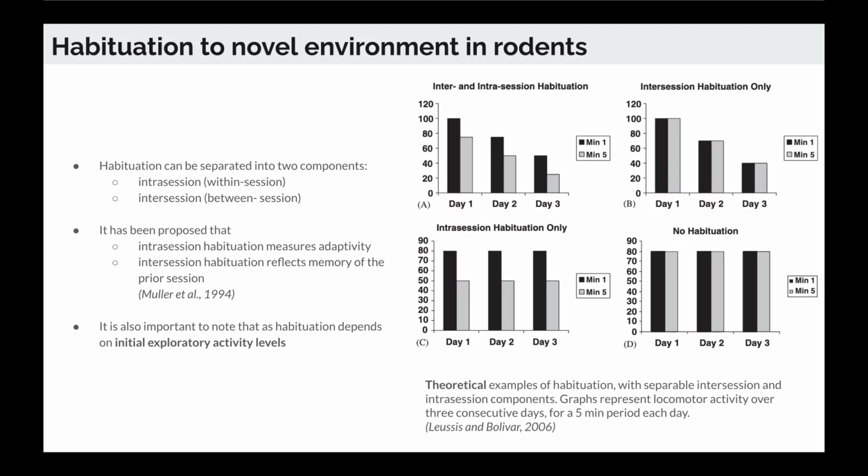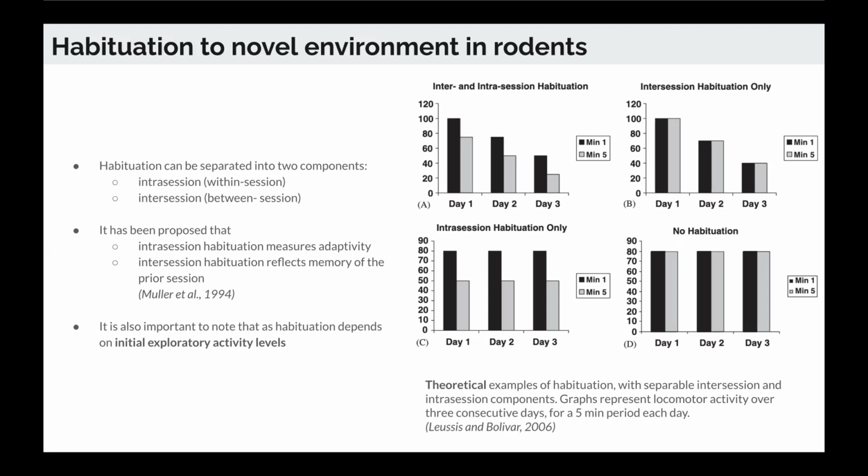Habituation can happen within one session. For example, at the beginning of the session, the animal explores the environment more, and by the end of the session, the exploration rate drops. And also across sessions: for example, you record the same animal over several days, and on each day, the exploration rate drops.